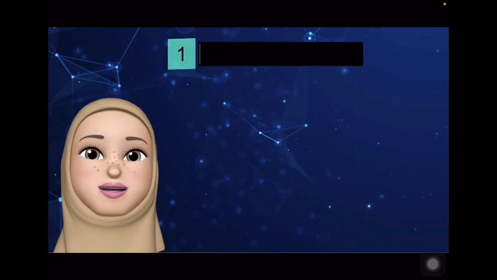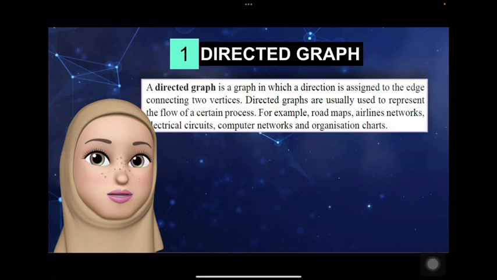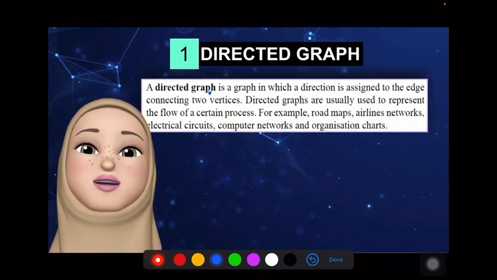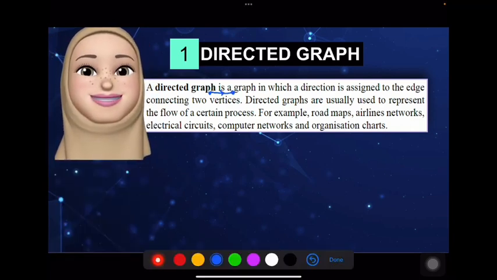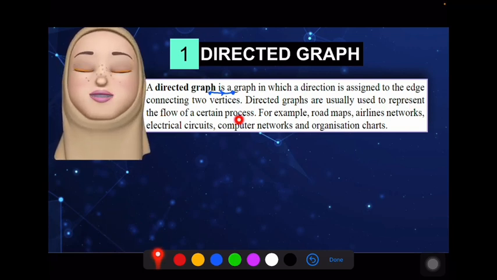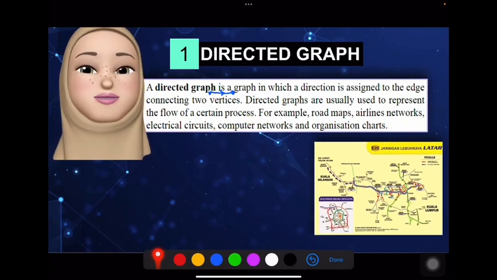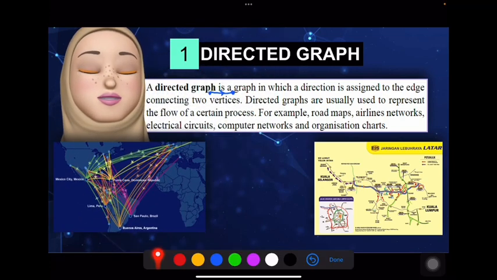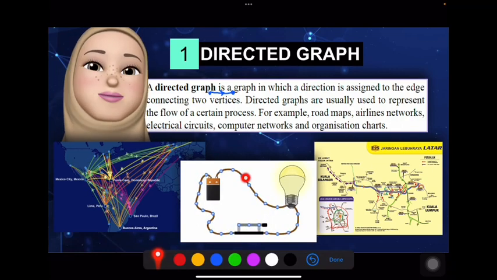Okay, what is a directed graph? What is the definition of a directed graph? Actually, a directed graph is a graph in which a direction is assigned to the edge connecting two vertices. And directed graphs are usually used to represent the flow of a certain process. For example, we have roadmap, airline networks, electrical circuit, as you can see, computer networks, and organization charts.